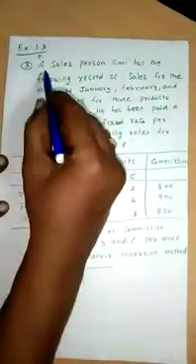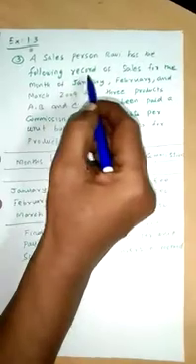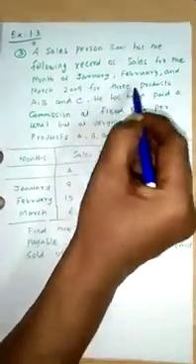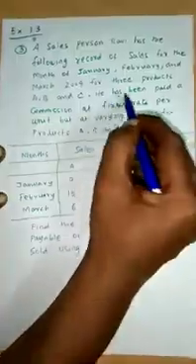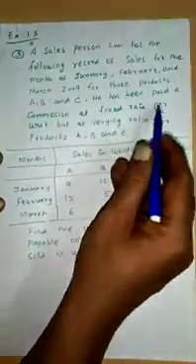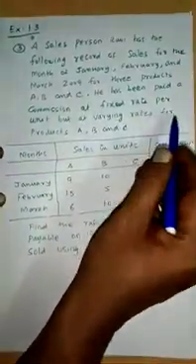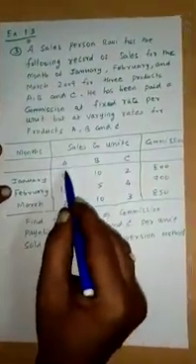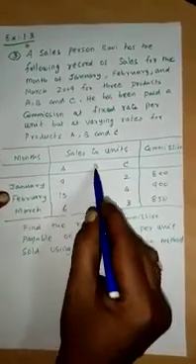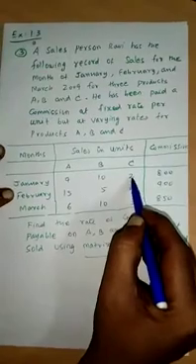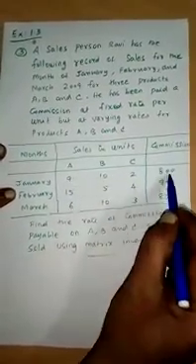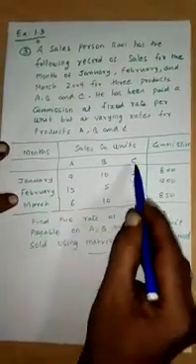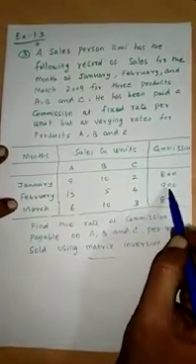1.3 third sum. A salesperson Ravi has the following record of sales for the month of January, February and March 2009 for three products A, B and C. He has been paid a commission at a fixed rate per unit but at varying rates for products A, B and C. In January he sells A 9 units, B 10 units, C 2 units.